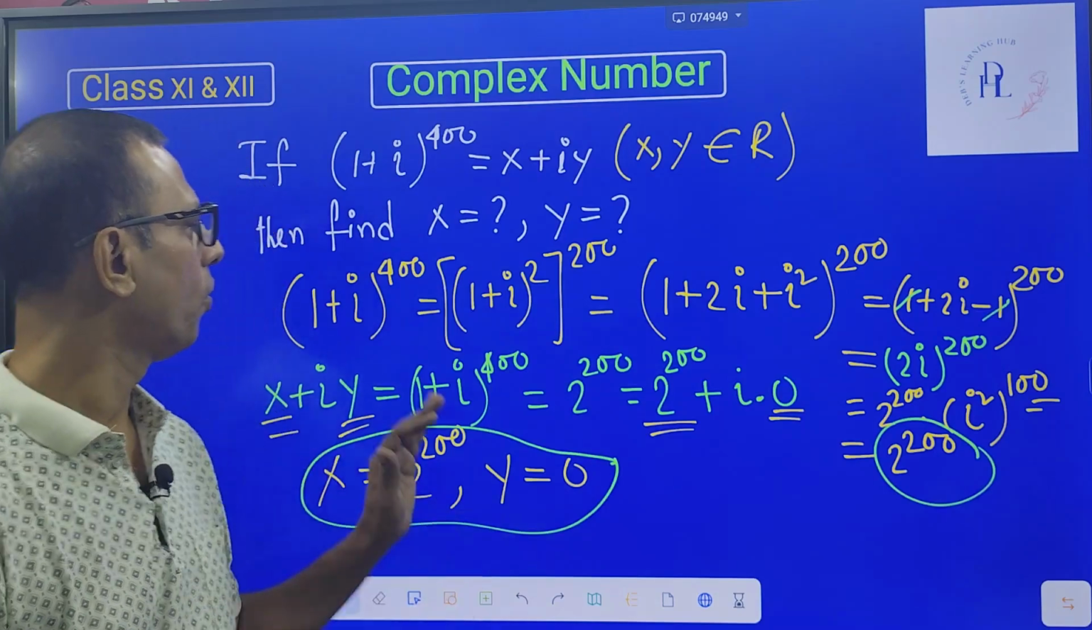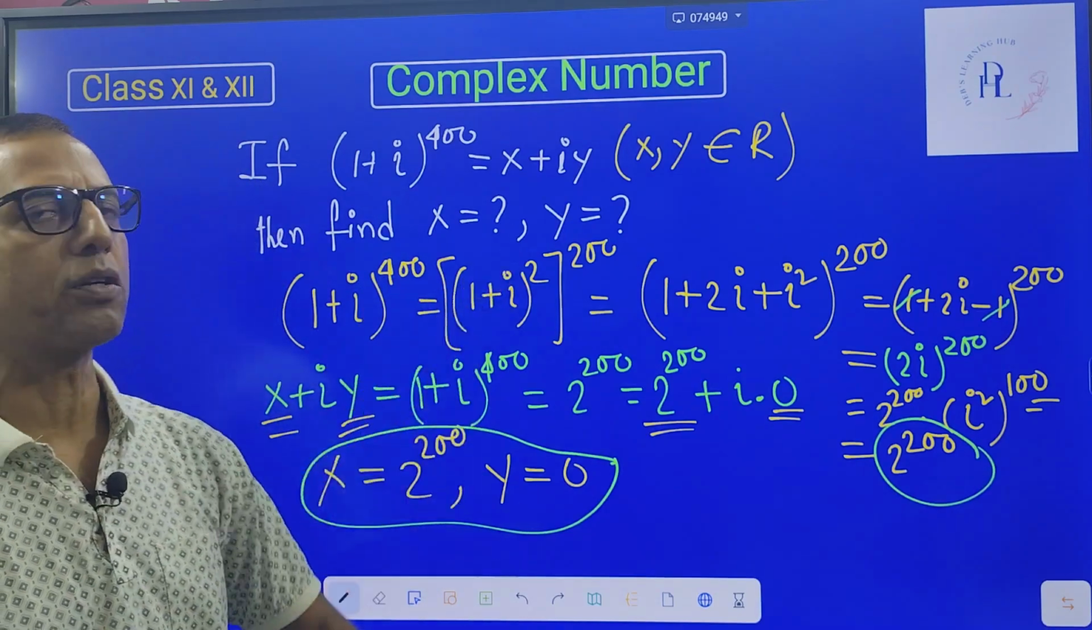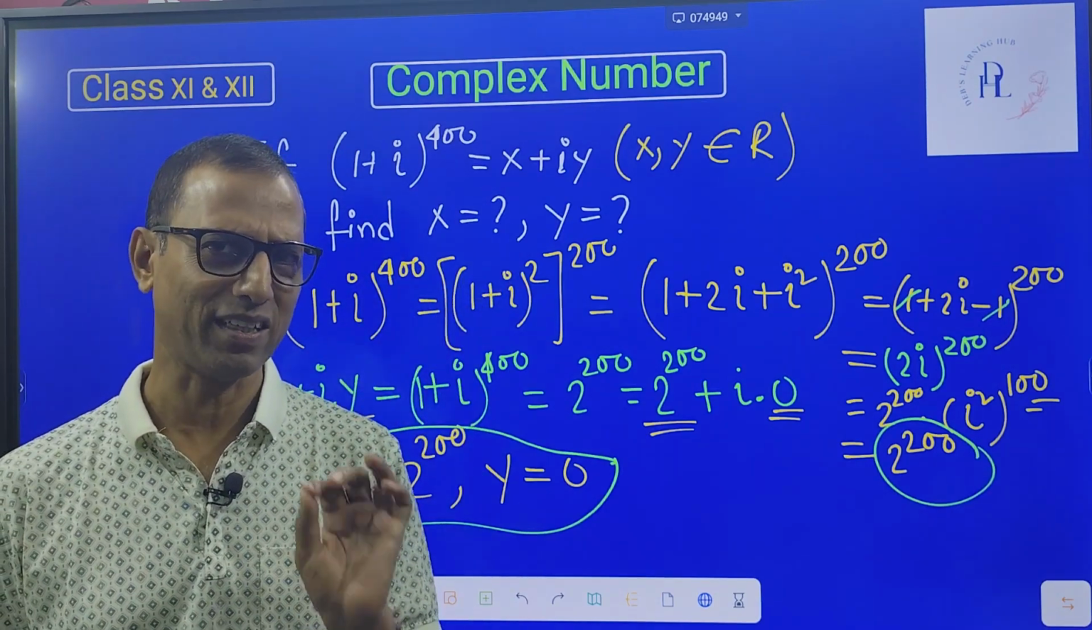Got it? Very simple. Only this part is the tricky one, (1 + i)^2 whole to the power 200. Simple problem but tricky. ठीक है ना?